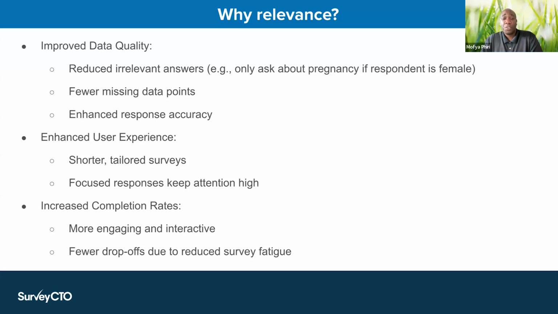Okay, so overall, you have fewer irrelevant questions, and so your respondents are less likely to give you random or inaccurate responses. The user experience also benefits significantly. With relevance, surveys become shorter and more targeted, displaying only what's needed for that particular respondent. So it will keep the survey concise, while maintaining the respondent's engagement and focus.